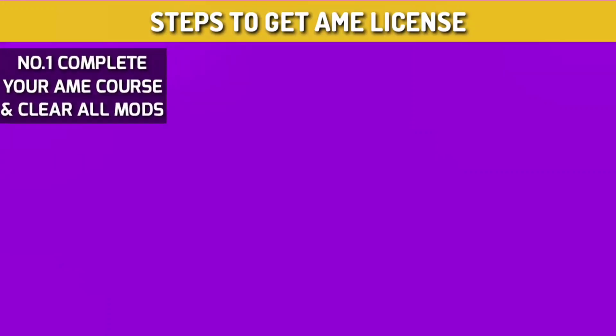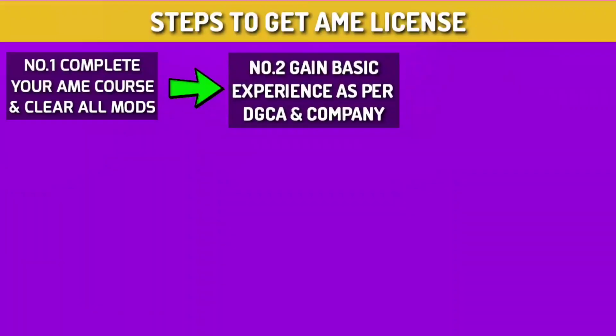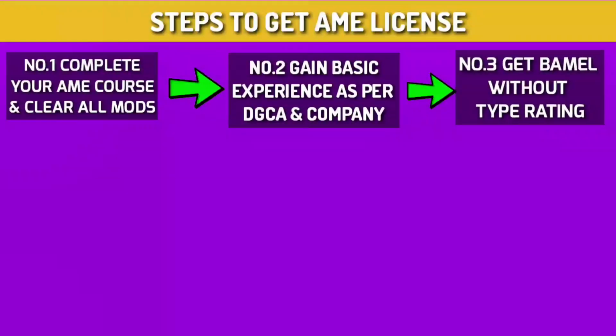Let's see the steps to get an AME license. Number 1. Complete your AME course and clear all modules. Step 2. Gain basic experience as per DGCA guidelines and company policies. Step number 3. After clearing all modules and gaining basic experience, you need to submit it to DGCA headquarters and they will issue a basic license called BAML without type rating.